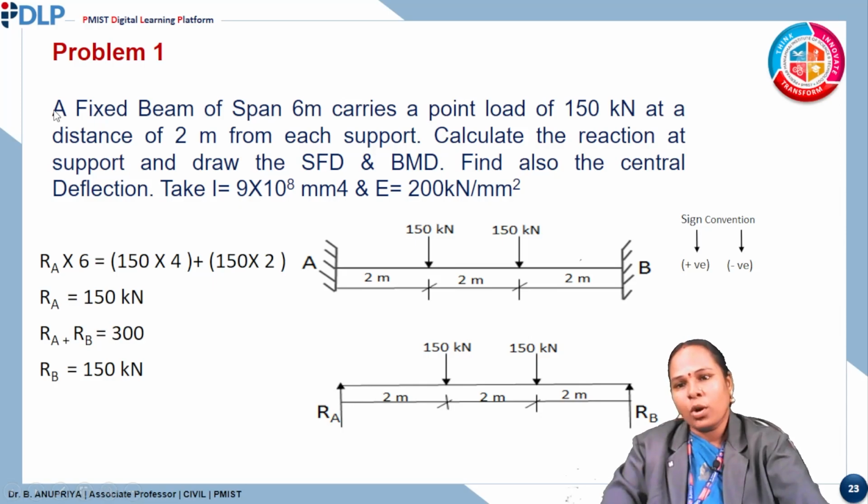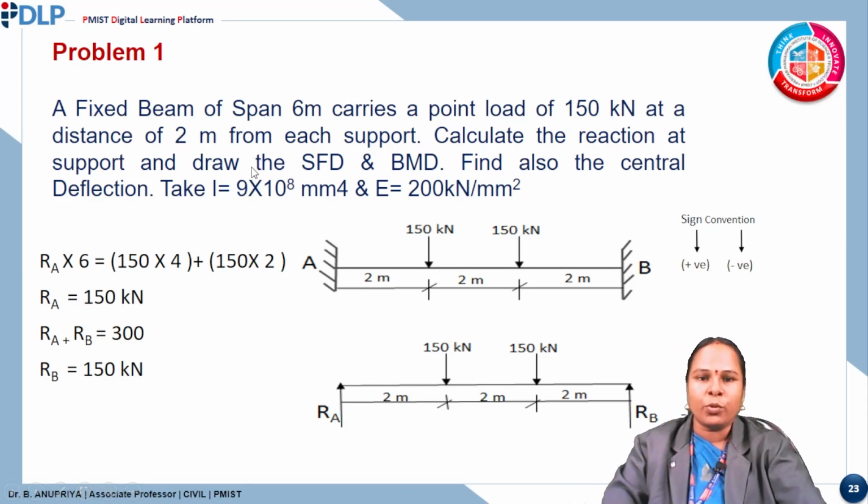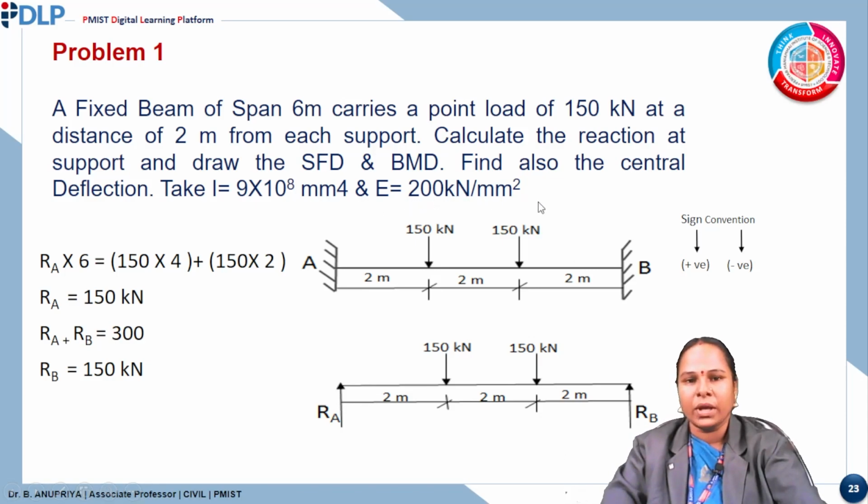So the problem indicates that a fixed beam of span 6 meters carries a point load of 150 kilonewtons at a distance of 2 meters from each support. Calculate the reactions at the support, and we want to draw the shear force and bending moment diagram. They have given the E value and I value. That is, I is equal to 9 into 10 power 8 mm power 4 and E is equal to 200 kilonewton per mm square. This is the problem which they have given.